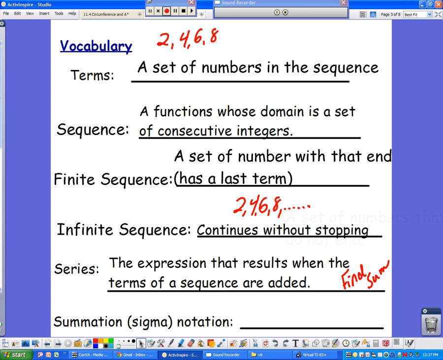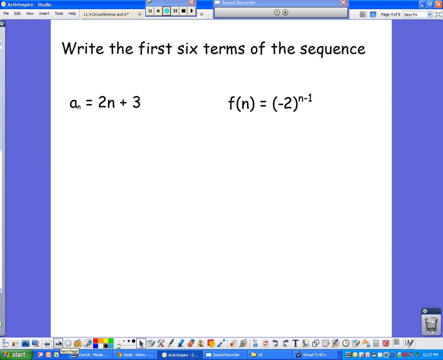The notation that we're actually going to use is a sigma, and it kind of looks like a little e. Okay, and we'll talk about later on what that means, because there's different components of that. All right, so let's go ahead and take a look at a couple of examples, and we want to write the first 6 terms of the sequence.